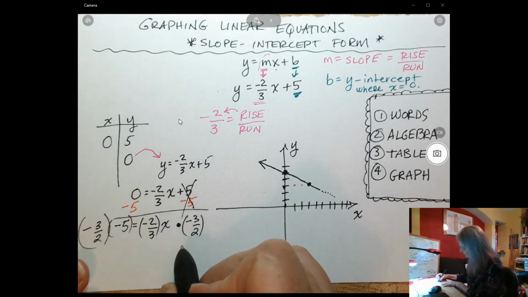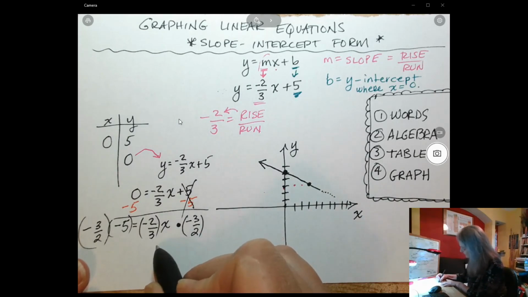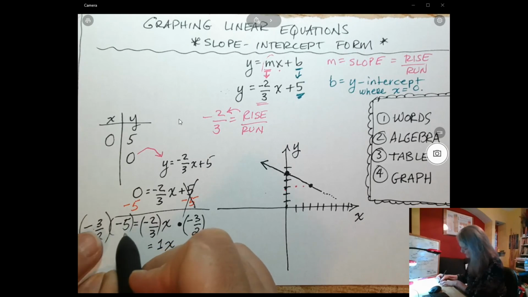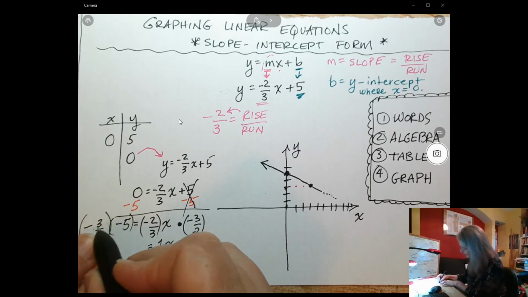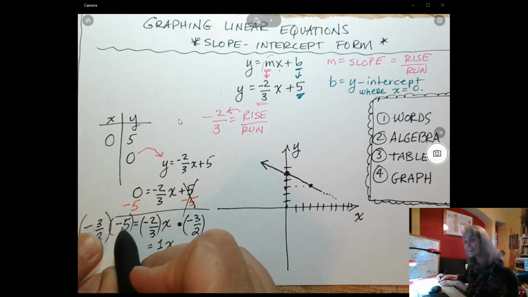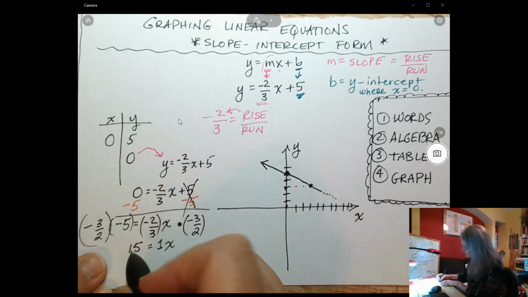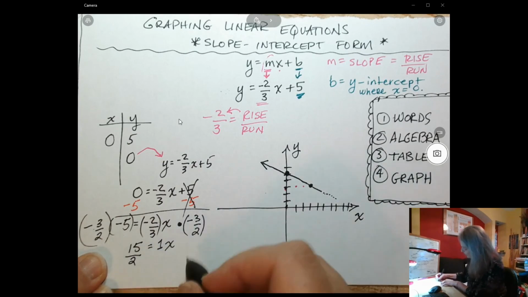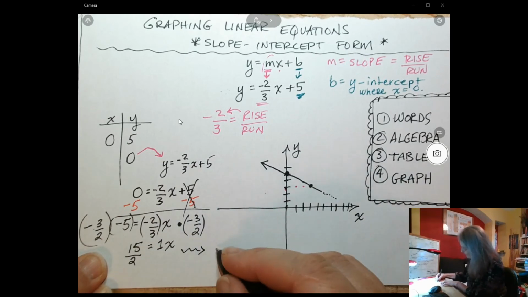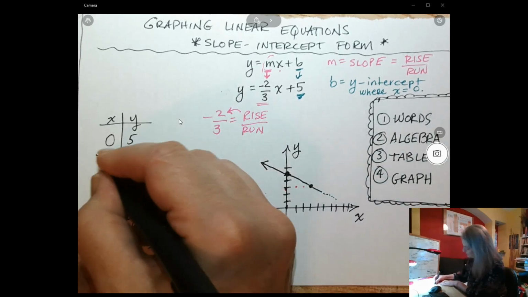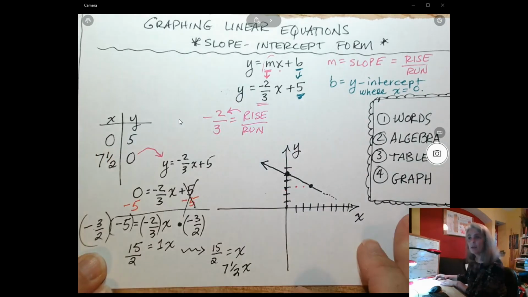Negative 2/3 times negative 3/2 is just 1. So that's like 1 times x. And negative 3 halves times negative 5, the negative 3 and the negative 5 cancel when I multiply them. So I'm left with 15, and I divide by 2. Okay. So we can write this as 15/2 equals x, or 7.5 equals x. So that's 7.5 right there in our table.